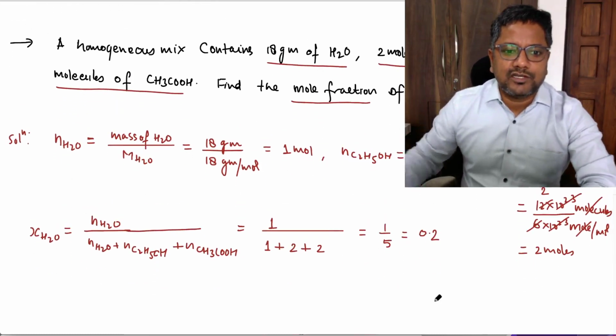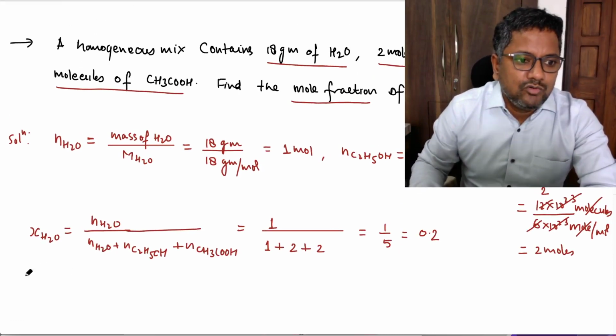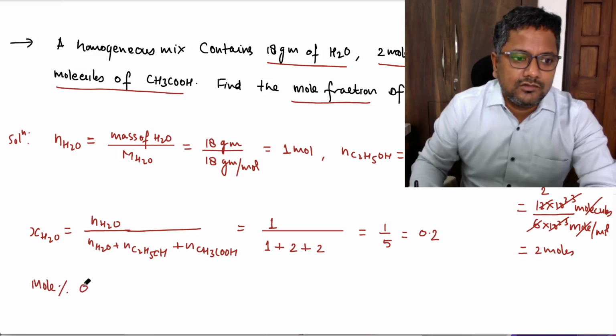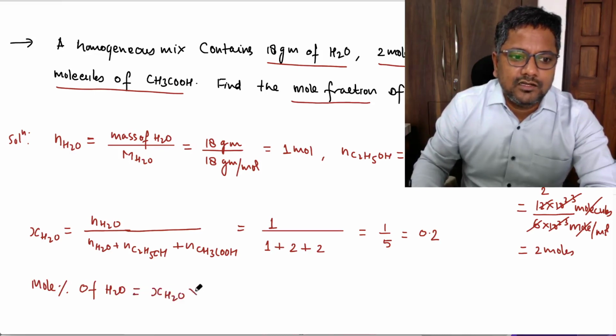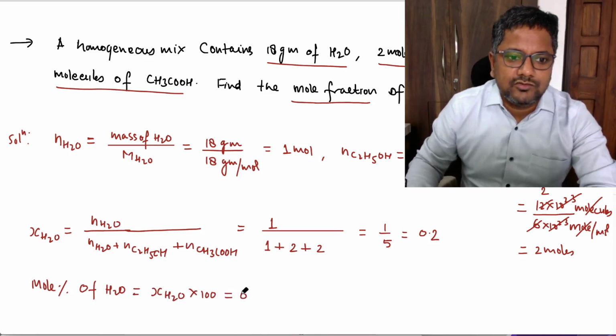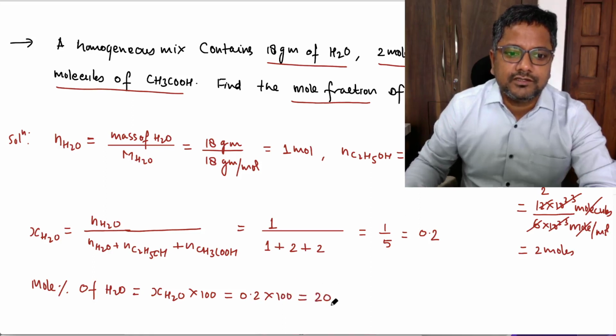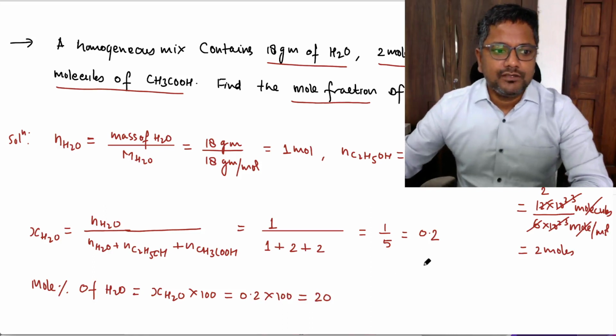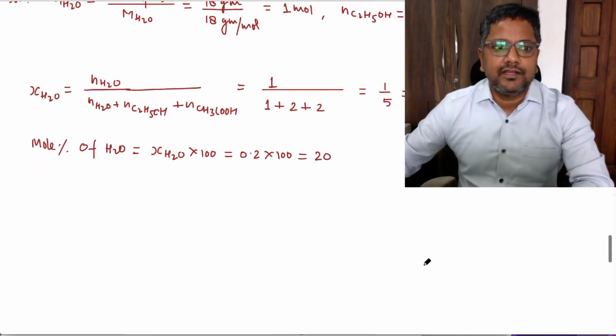And what is the mole percent of water? Mole percent of water is equal to mole fraction of water into 100. So this is equal to 0.2 into 100. So this is equal to 20, right? So the mole percent of water is 20.